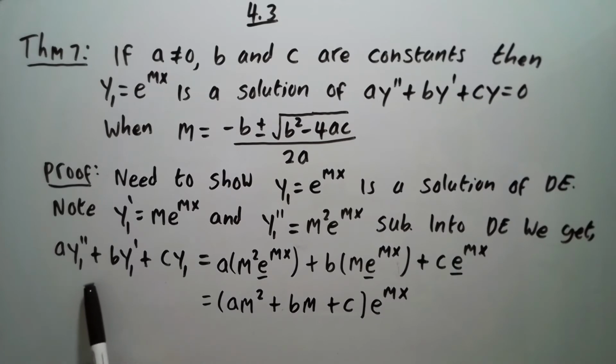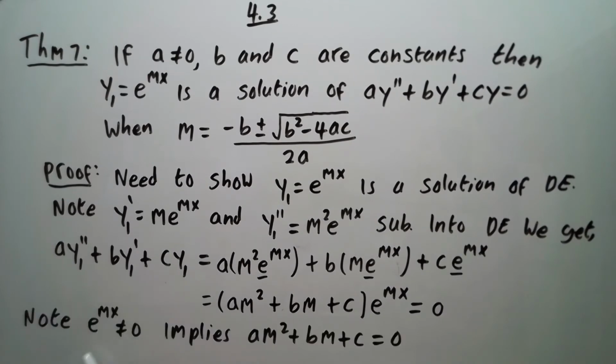Now we're going to assume that our y1 is a solution, so we're going to assume it equals 0. And we're going to show that this forces m to be this up here. Okay, so note, if this is 0 here, the e to the mx is not 0. Let's note that. That implies that this part must be 0. So if this equals 0, then that implies that this quadratic part, a m squared plus bm plus c, is 0. This is a quadratic equation in m, so we can solve it for m using the quadratic formula.